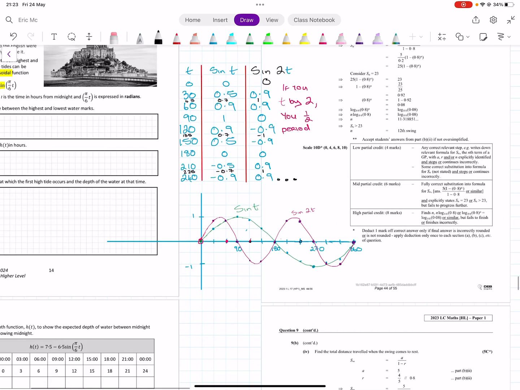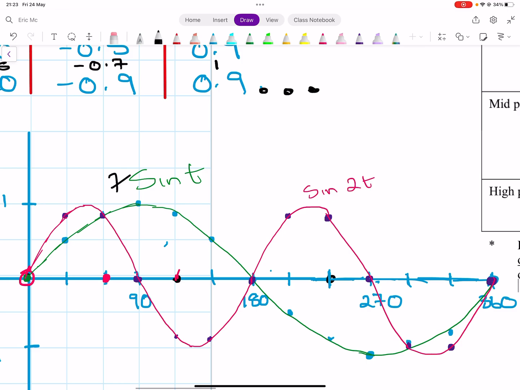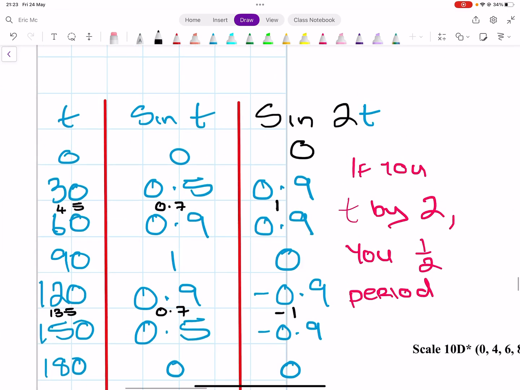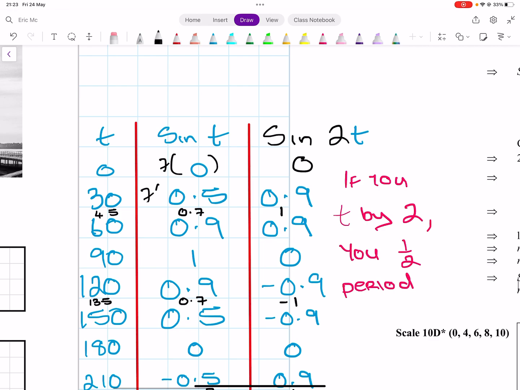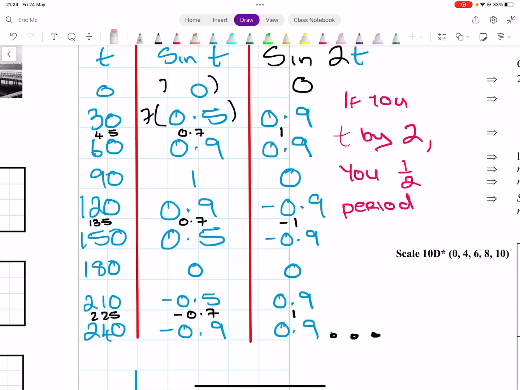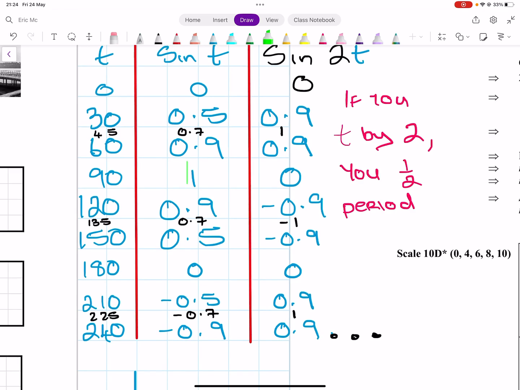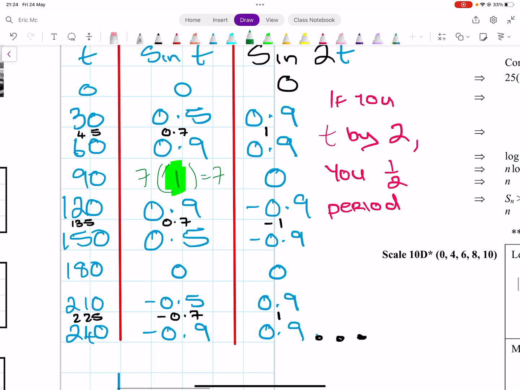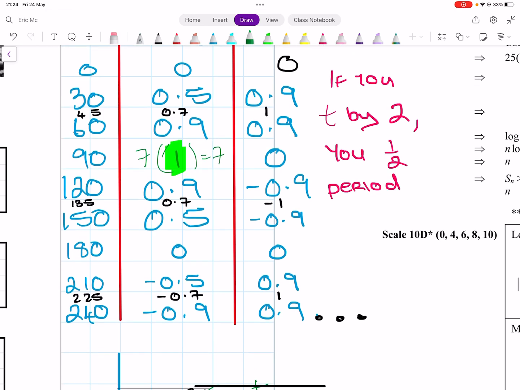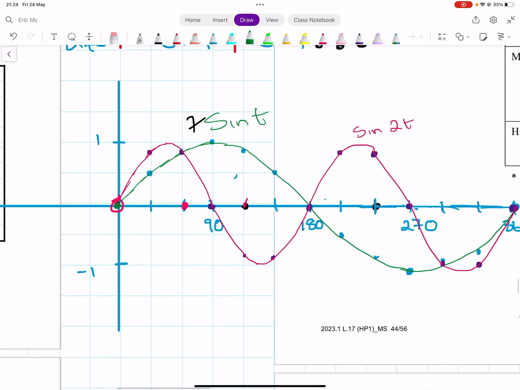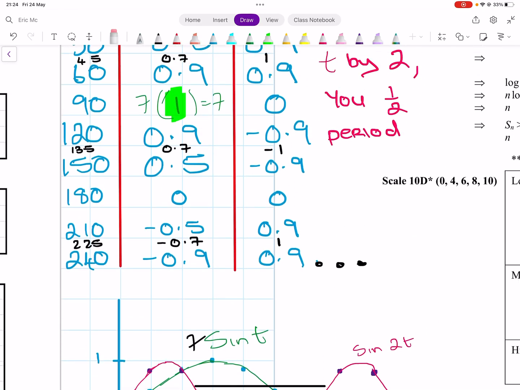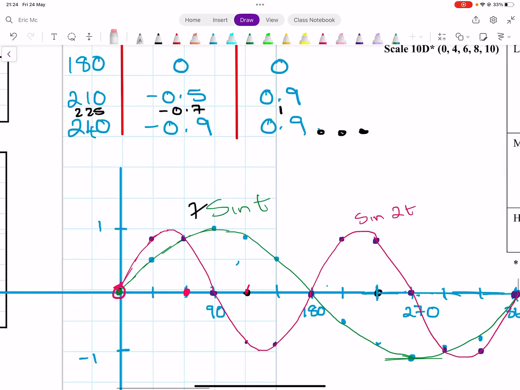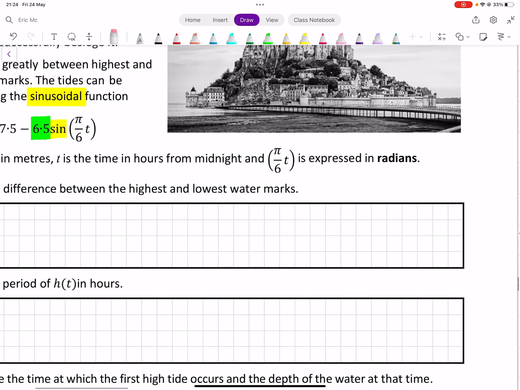If you put a number in front of it, like 7, then essentially you're multiplying every value by 7. So instead of the highest value of the graph being 1, it's now going to be 7 times 1. So the highest value of the graph is going to be 7. The lowest value of the graph, you can see from the graph, is -1, so -7.